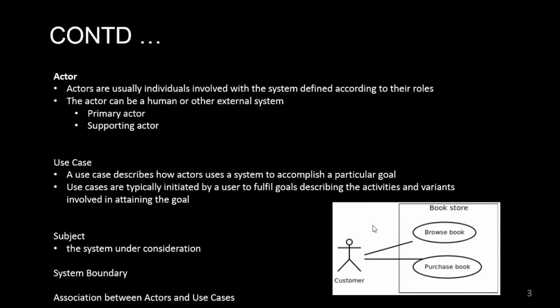This association among the actors, or you can say the actors can be generalized: a customer is there or some person is there, so a person can be the customer or a person can be the bank staff. So that thing, we'll see the generalization thing. So this is how you have to represent the actors and use cases in your use case diagram.